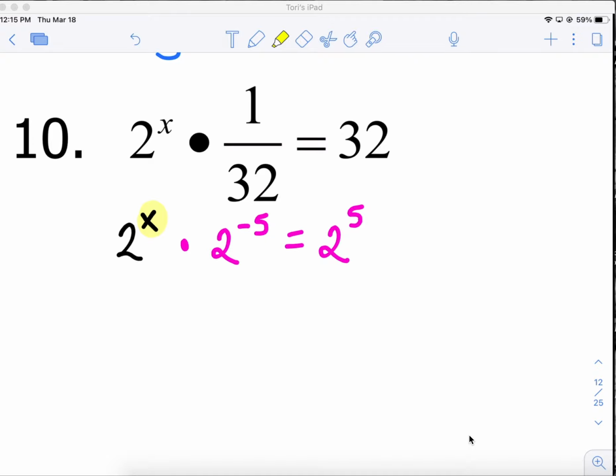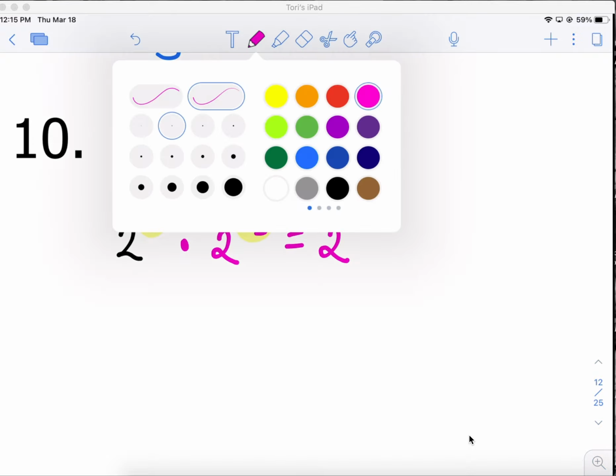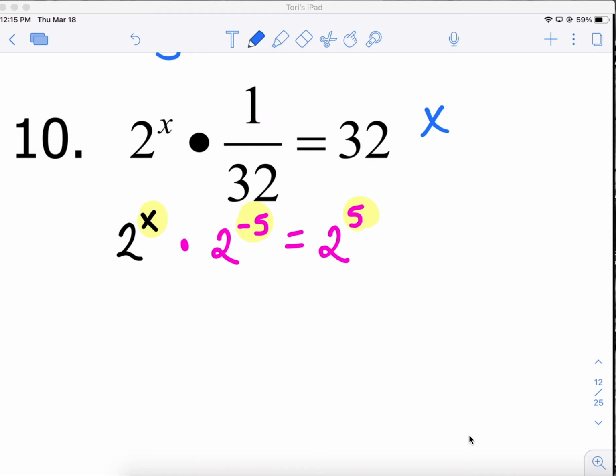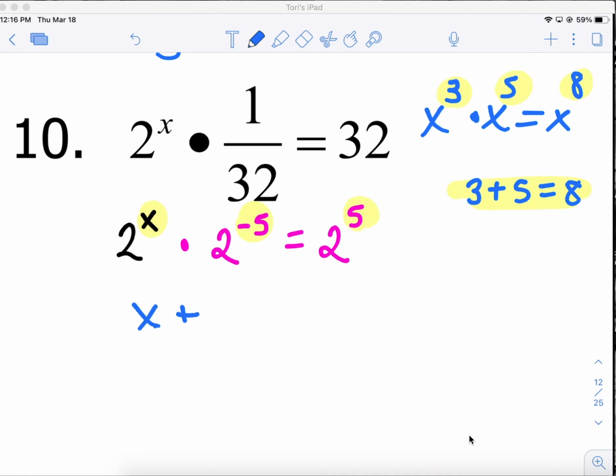All right, so let's go back and look at our rules for exponents, what we would normally do. If I said x to the 3rd times x to the 5th would make x to the 8th. Normally we would add up our exponents. So 3 plus 5 makes 8. We're going to do the same thing with our exponents in our problem. We're going to say x plus a negative 5 is equal to 5. Those are my exponents. I'm just adding them up because everybody has the same base. Solving for x, that means I'm going to add this 5 to the other side.